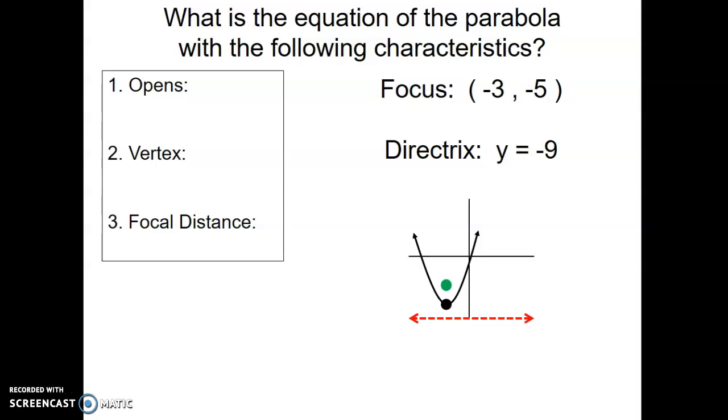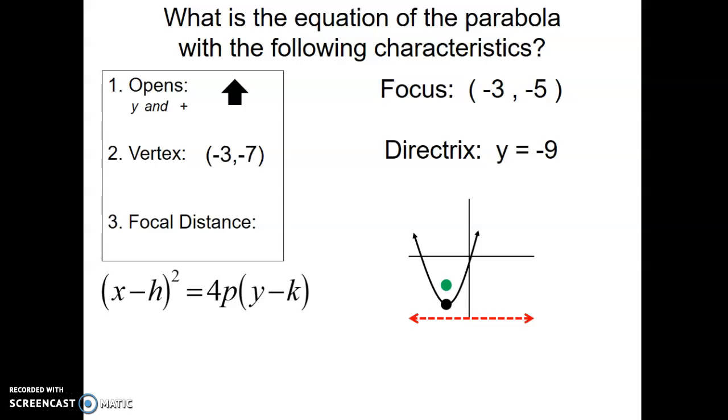So we know that it's going up, so it's going to be an x-squared graph, and it's positive. Well, we're not given the vertex in this case, but we can figure out what it is because if it's directly between the focal point and the directrix, the x value is not going to change, so that's going to still be -3. We've got to figure out what's directly between -5 and -9. Well, that would be -7. So that's going to be our vertex. So your h value will become +3 in the equation. Your k value becomes +7.